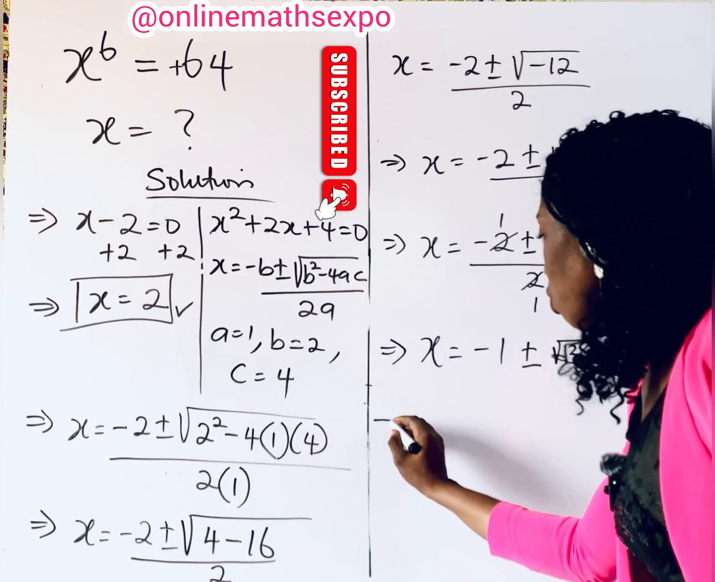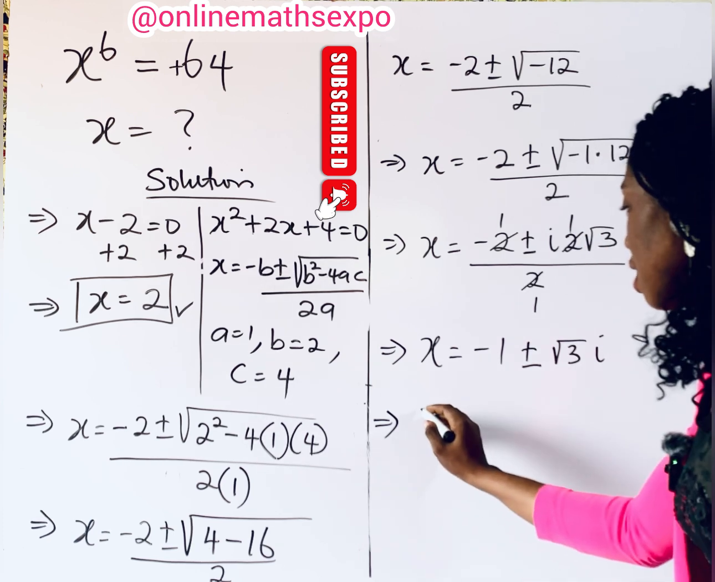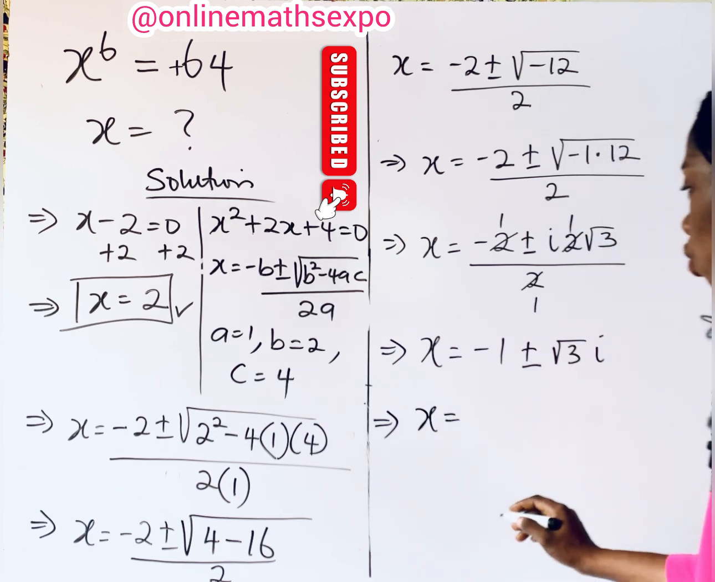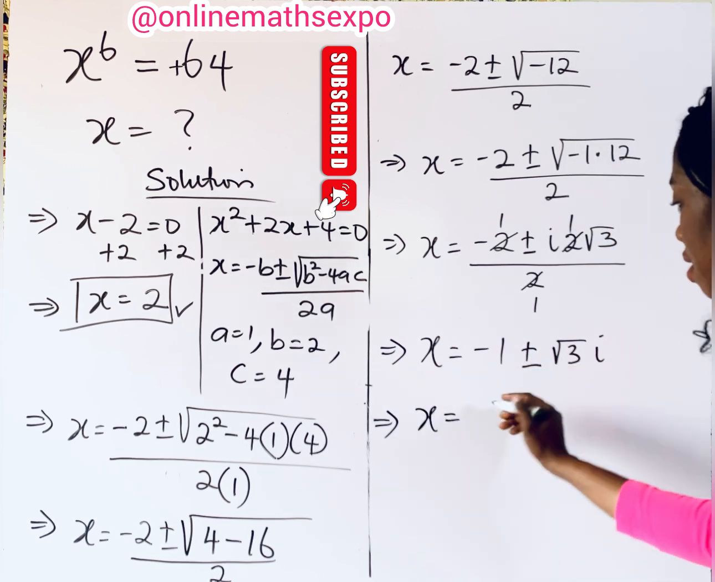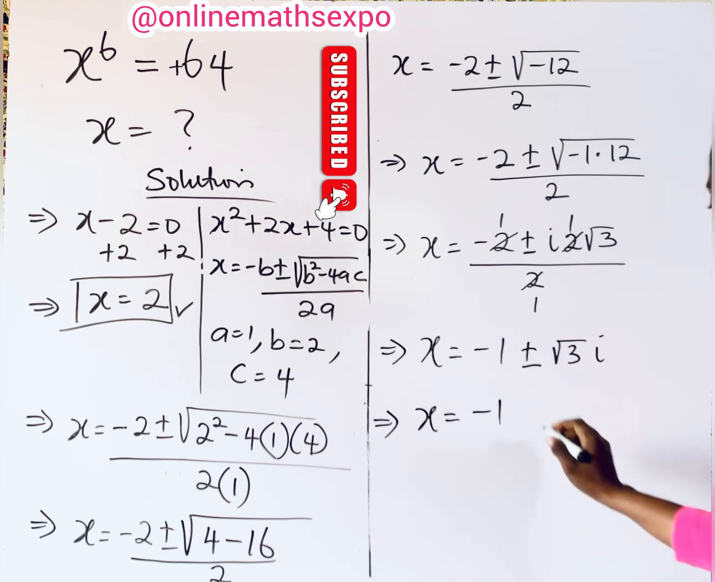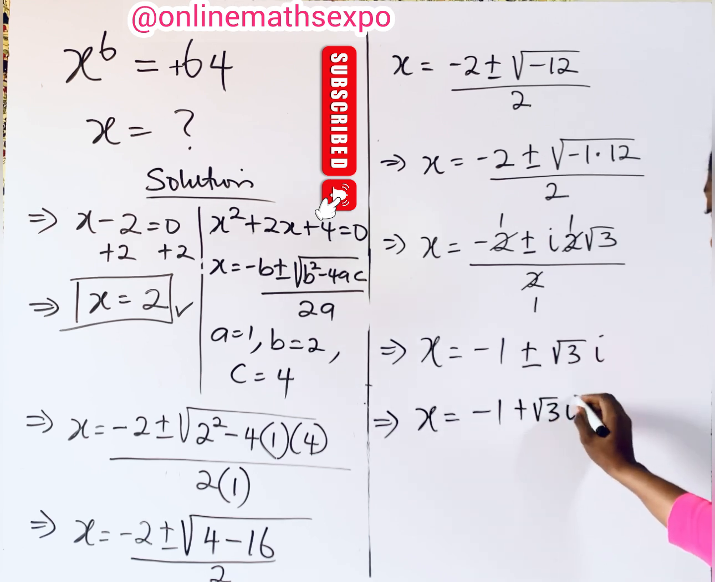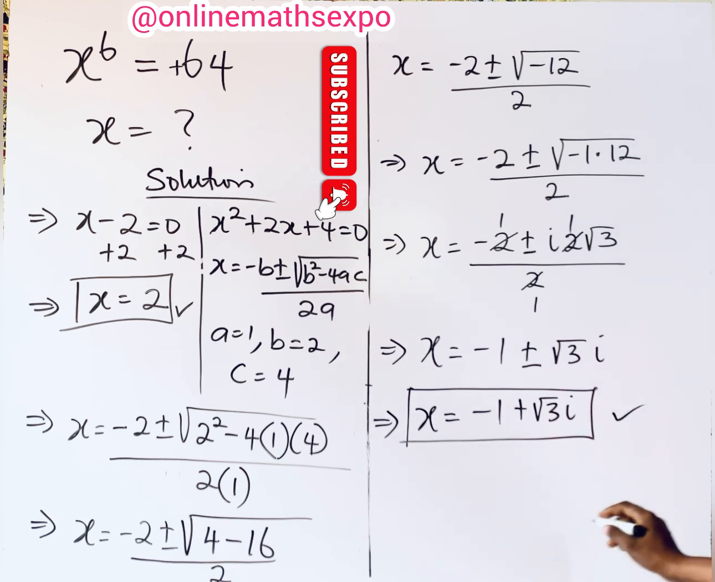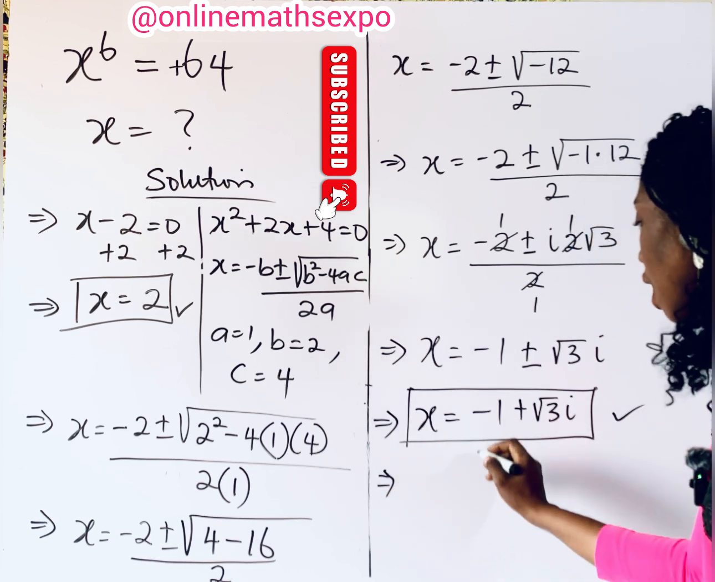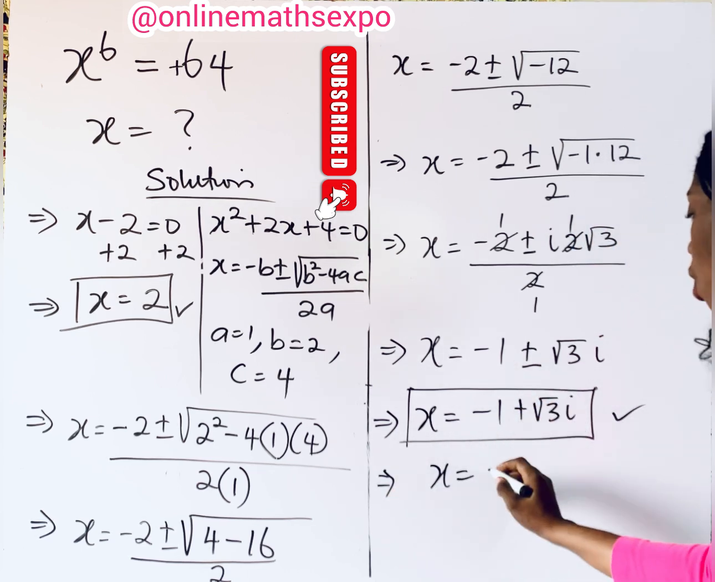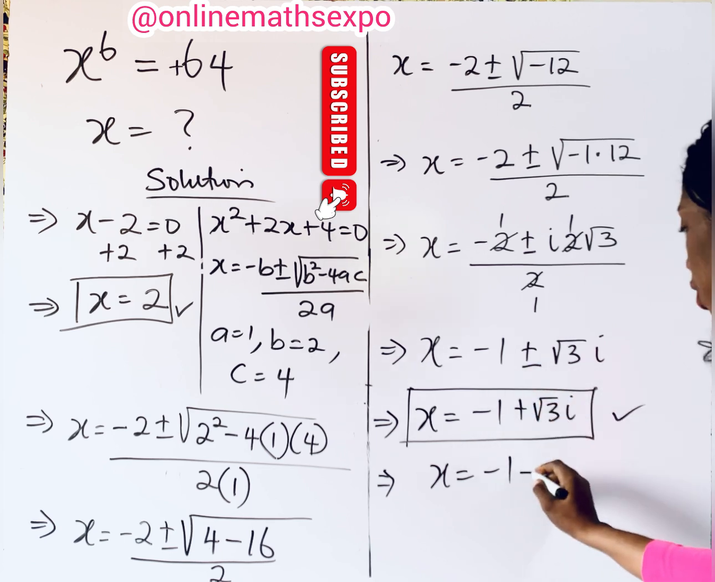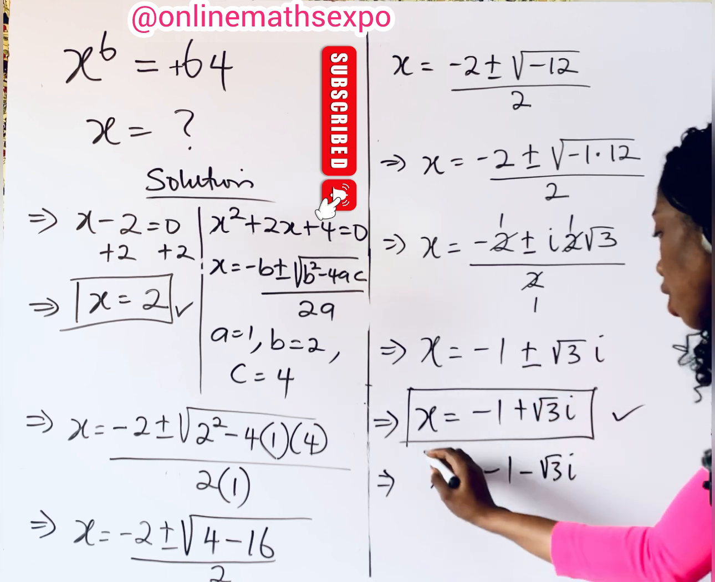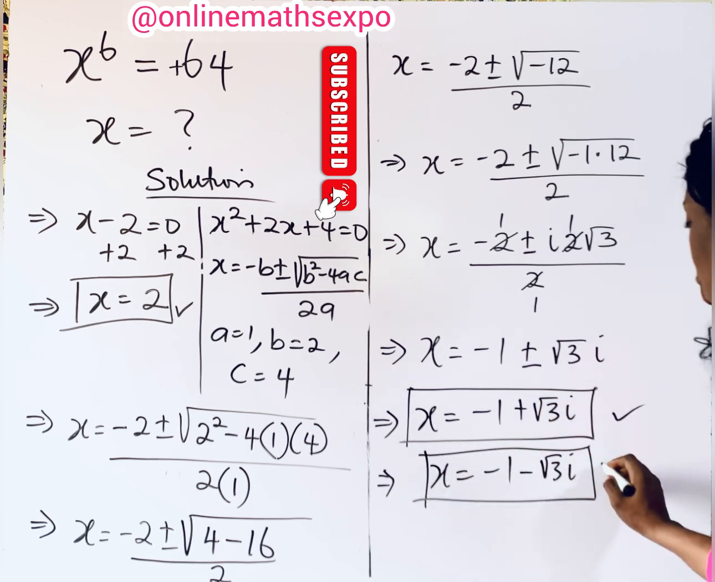So we are now making the conclusion that our x here is negative 1 plus root 3i. This is another solution of x. This is the fifth one. And also we have it that x is equal to negative 1 minus root 3i. So this is the sixth solution of x.